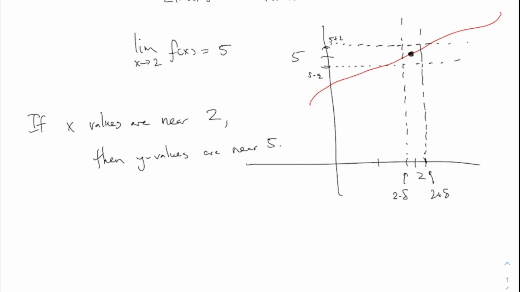No matter how small the epsilon is up here, you can always find some delta, super small, so that the neighborhood around this 2 maps up inside this little neighborhood around the 5, all right? That's what I'm going to say.